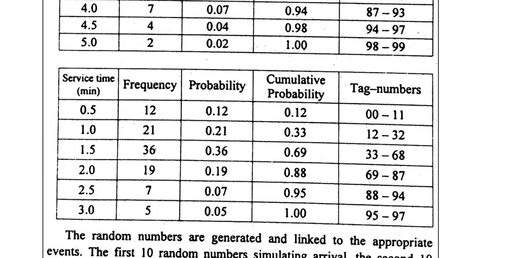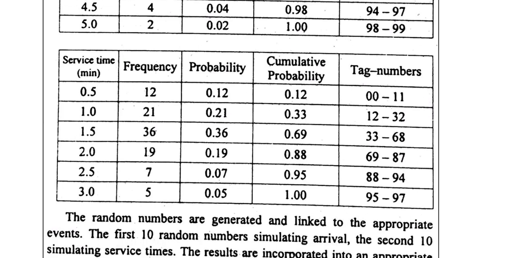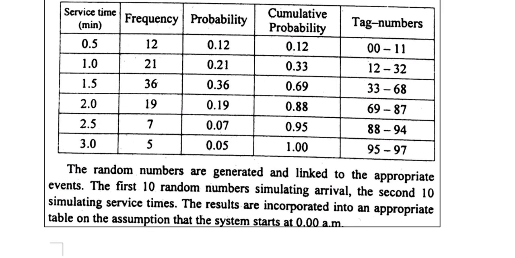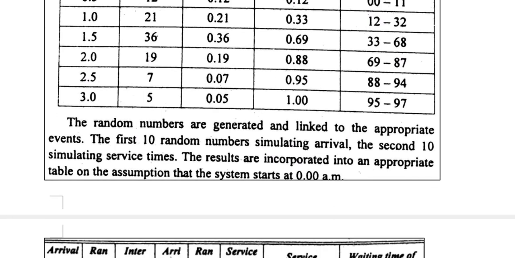Here the probabilities are 0.12, 0.21, 0.36, 0.19, 0.07, 0.05. The cumulative probability is 0.12. Then 0.21 we add to 0.12 and get 0.33. 0.36 added gives 0.69. 0.19 added gives 0.88, and 0.07 added gives 0.95. 0.05 added gives 1. The tag numbers are 00 to 11, 12 to 32, 33 to 68, 69 to 87, 88 to 94, and 95 to 97. The random numbers are generated and linked to the appropriate events.